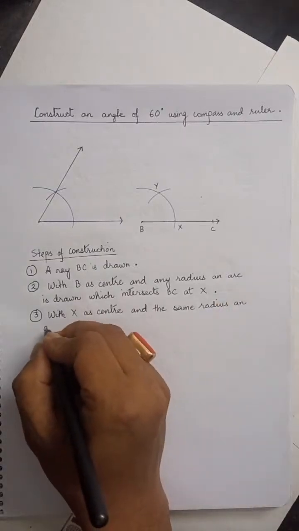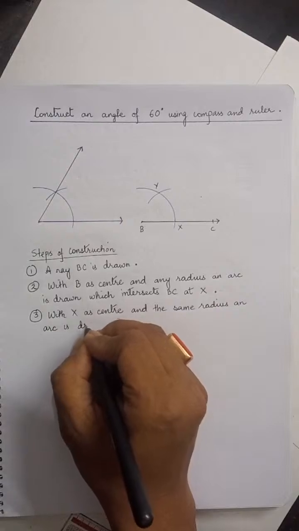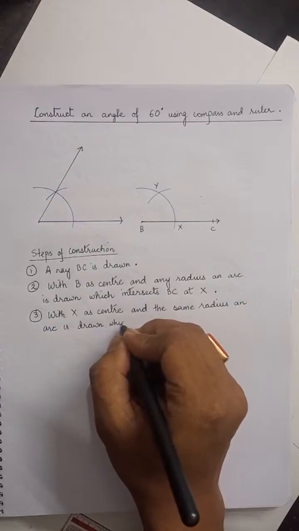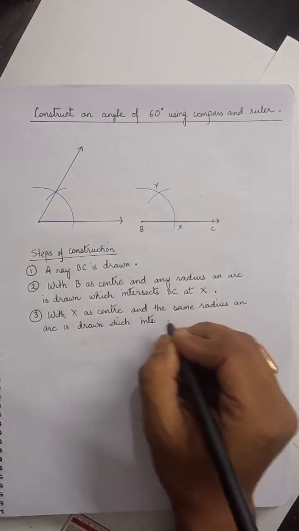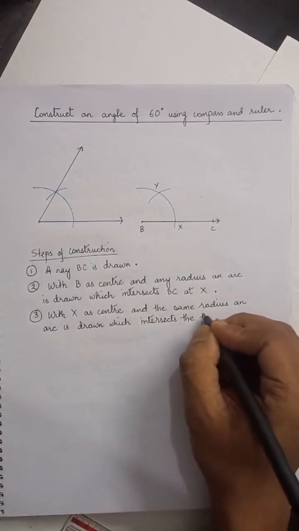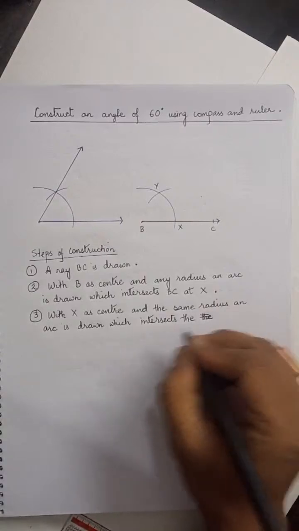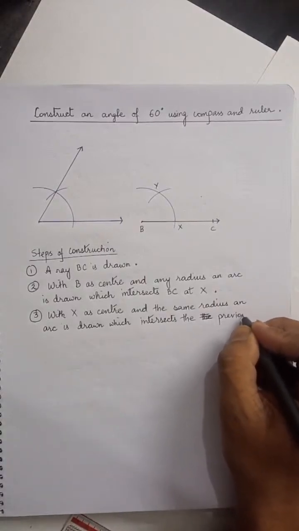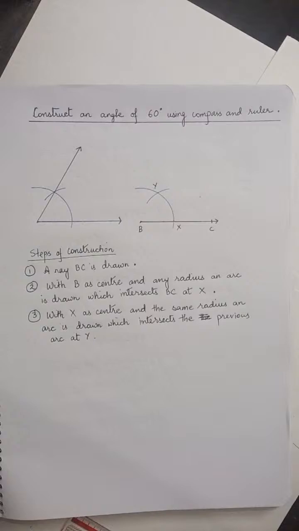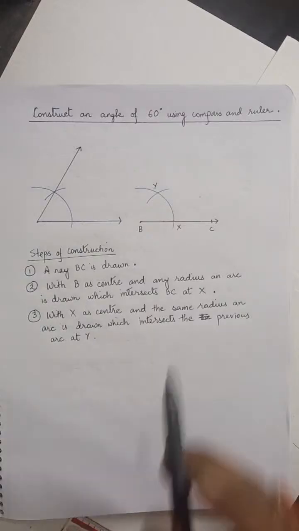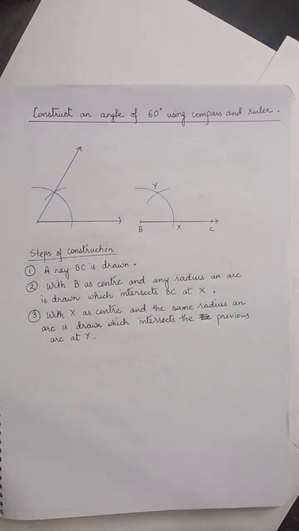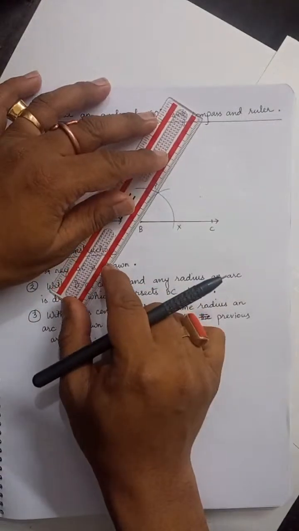An arc is drawn which intersects the previous arc at Y. Now we have to draw another ray from B passing through Y. So let me name this ray BY.